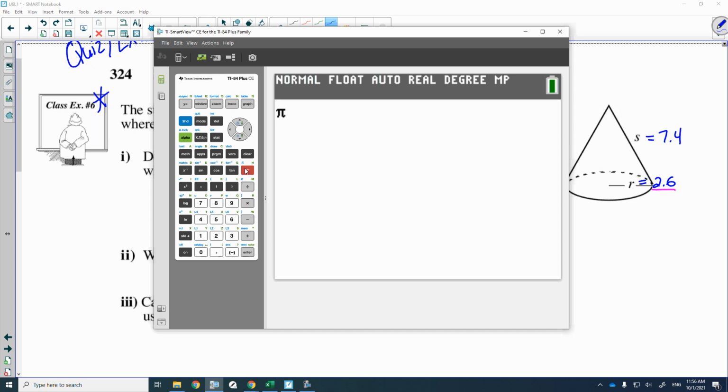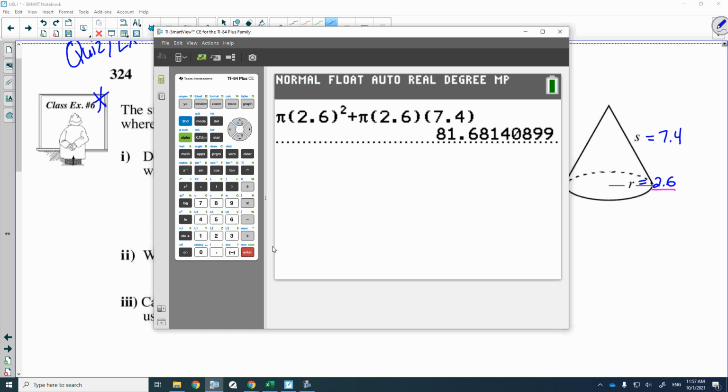So pi r squared would be 2.6 squared plus pi radius, I'm going to put in a bracket, 2.6. Close that bracket, open another bracket, 7.4. You don't need to put in the multiplication signs here. Your calculator will automatically do that for you.